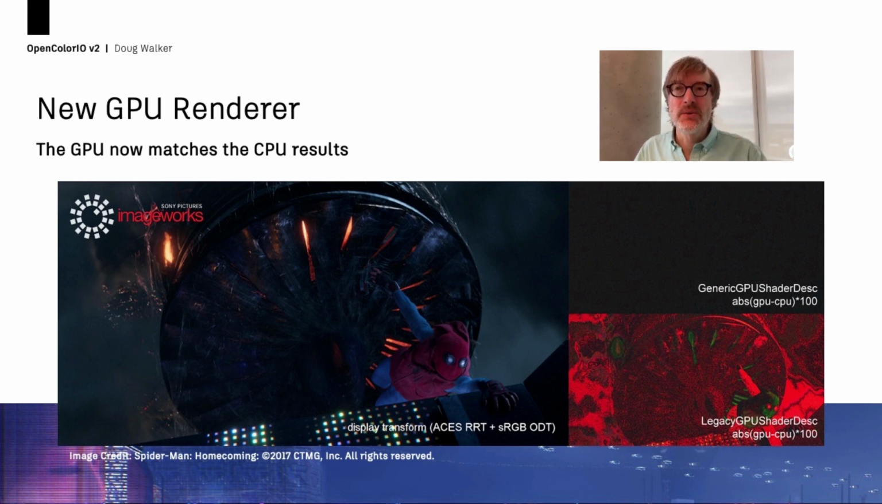This image shows the results of testing done at Sony Pictures Imageworks using their ItView review tool to apply an ACES output transform. The result on the lower right shows an amplified difference image between the CPU result and the OCIO v1 GPU result, which indicates significant error. The result on the upper right shows the same comparison using the OCIO v2 GPU renderer, with the black image indicating a precise match to the CPU.